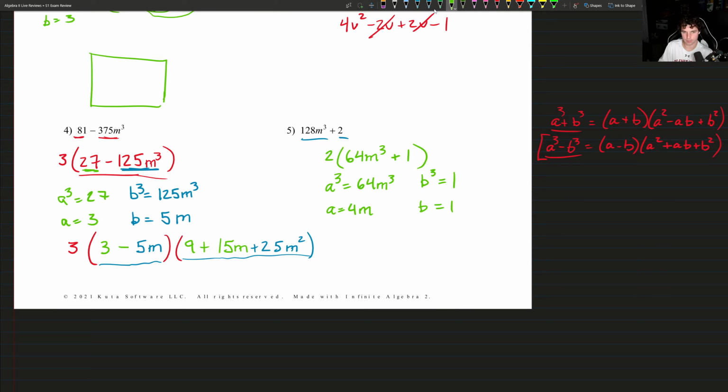And then we're doing the same thing. So then we have 2 times, in this case we're using the sum of 2 cubes, 4m plus 1 times 4m squared, so that's 16m squared, minus 4m plus b squared, which is just 1. Right, so again, the trick here is taking out that 2 first.